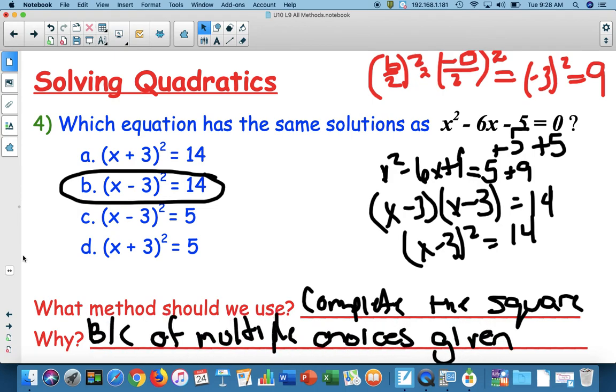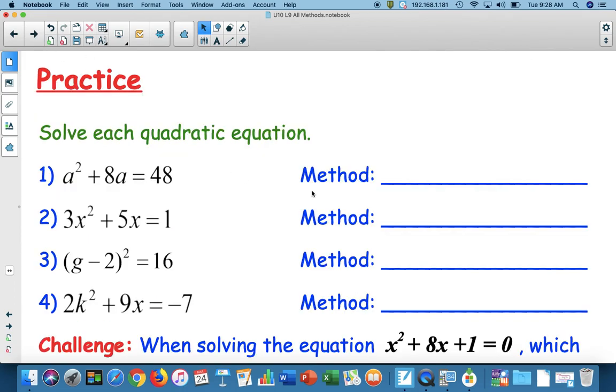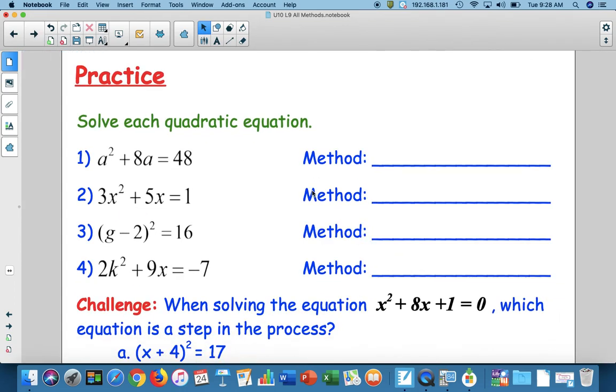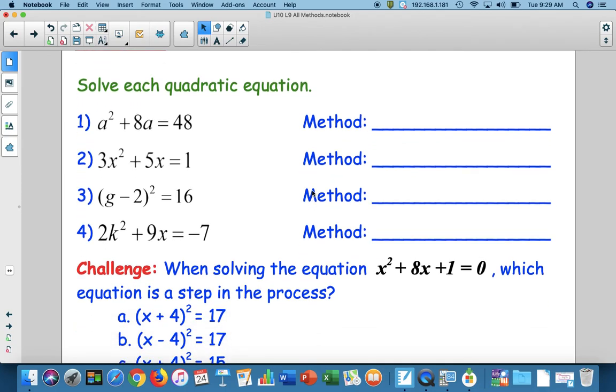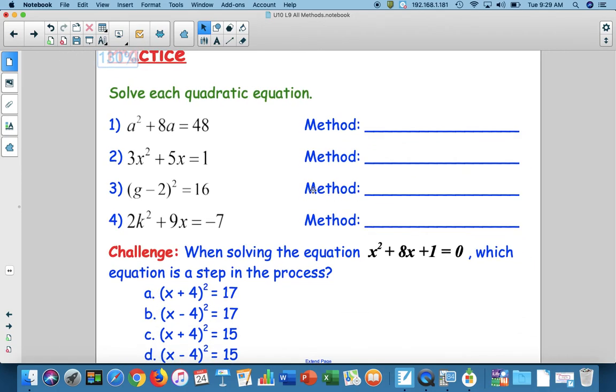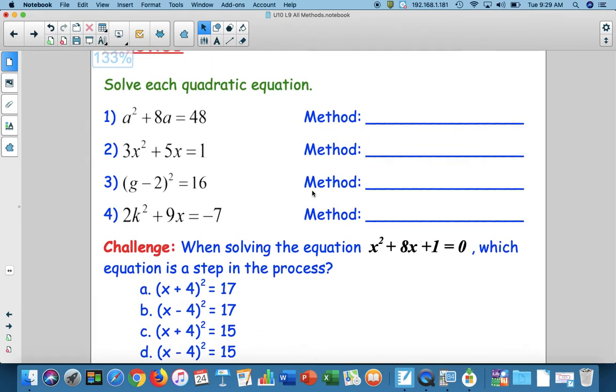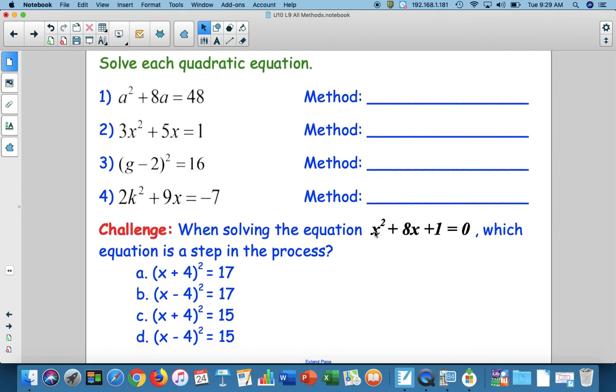All right, guys. So that is the end of the lessons I have for you. Here are your practice problems. All right. As always, please make sure you are pausing on this screen and you are doing these problems and handing it in. Remember, it says solve each quadratic, and on the right side, you should be writing what method you've used. But this does say solve, so you should have 4 answers plus the challenge question.